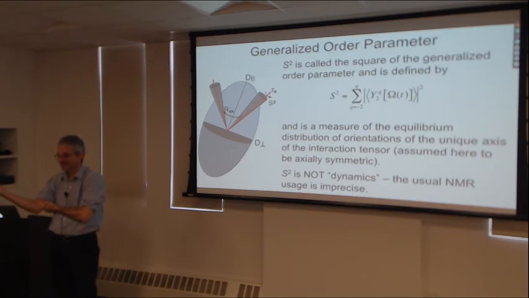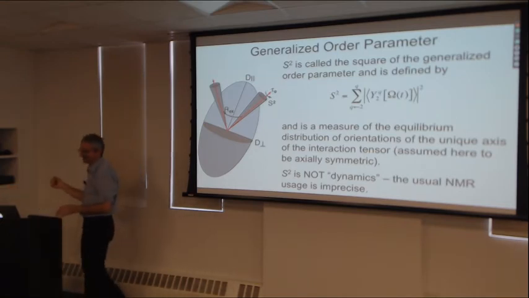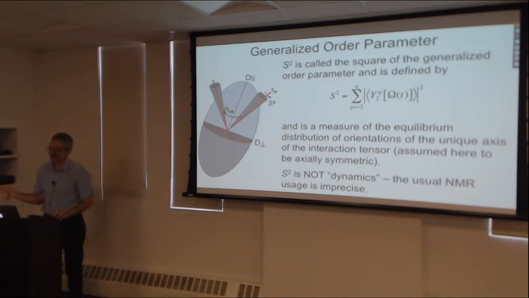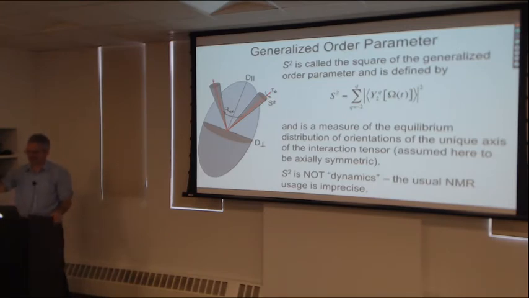It's not dynamics. People call S squared dynamics all the time. NMR spectroscopists call S squared dynamics, but it's not dynamic at all. It's the equilibrium distribution of, say, bond vector orientation. So NMR sloppiness drives physical chemists crazy. If you're talking to physical chemists, you have to keep in mind that S squared is a measure of the equilibrium distribution of orientations of some vector.